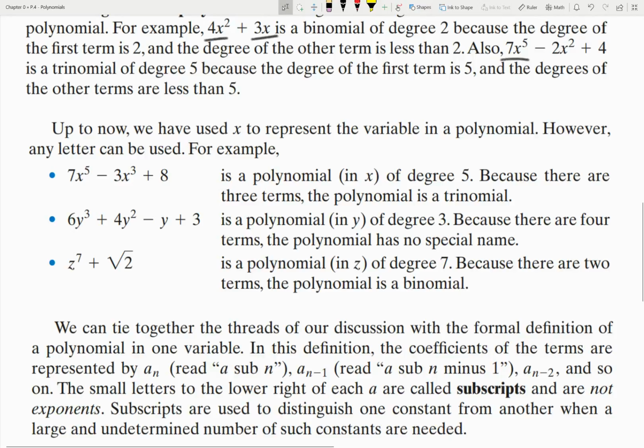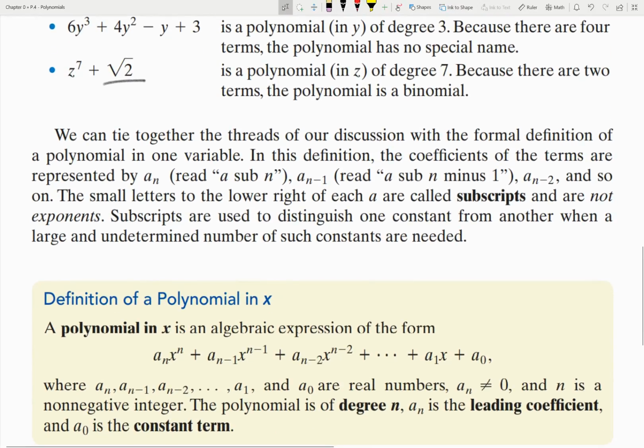So again, we don't always have to have x as a variable. Typically we will, since that's the most common: x for input, y for output. But we don't have to have our polynomial be defined in x. It can be defined in x, in y, or in z. The z polynomial is degree 7, and there are 2 terms. It's okay to have an irrational coefficient. It's just not okay to have an irrational exponent. The exponents all must be whole numbers.